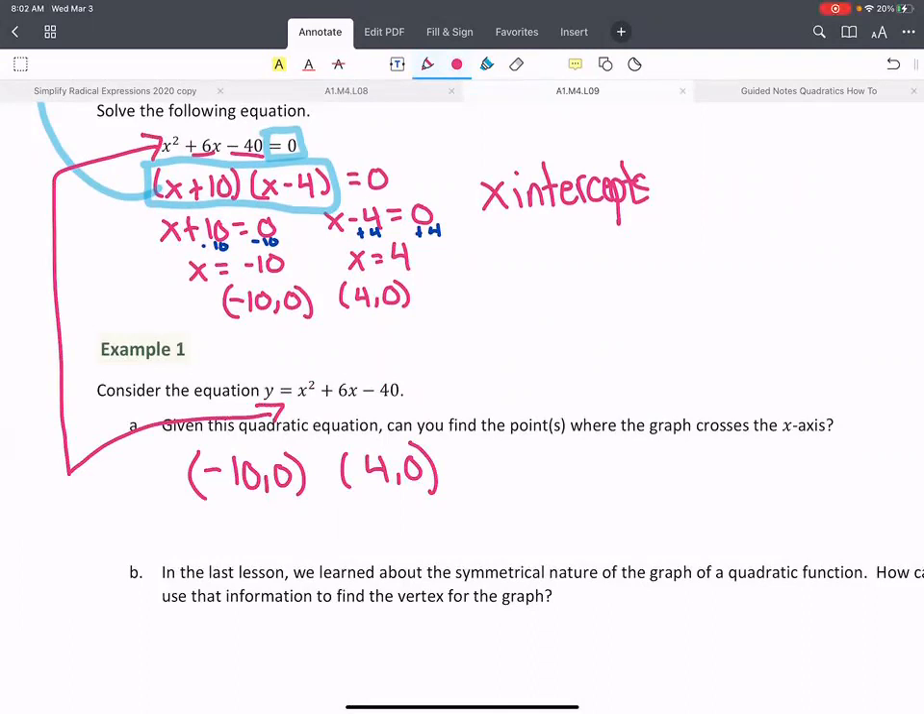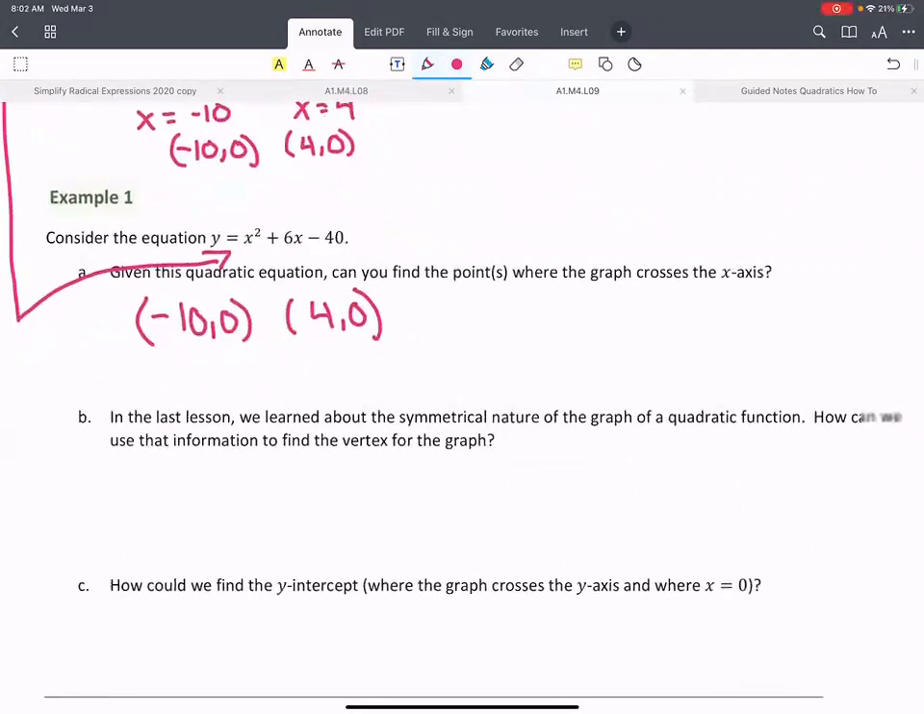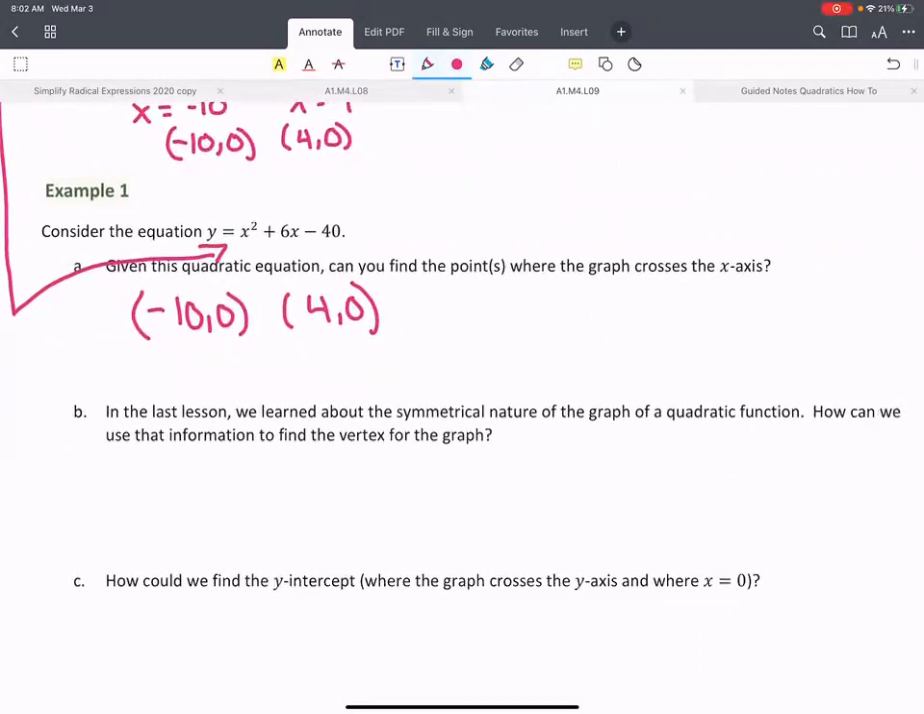Okay. In the last lesson, we learned about the symmetrical nature of the graph of the quadratic function. How can we use that information to find the vertex? Okay, guys, the vertex is going to be halfway in between your x-intercepts, right? If I have a graph and I got some x-intercepts, your vertex is going to be halfway between those. All right, so let's see. If I want to find halfway between these 2 points, what could I do? Okay, that's one way I could do it.